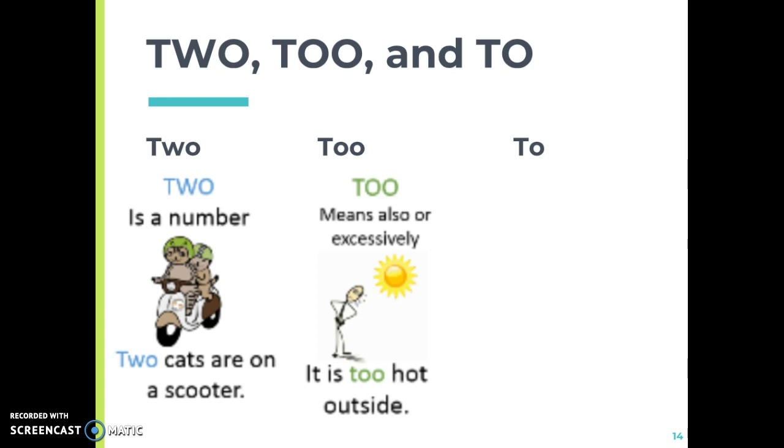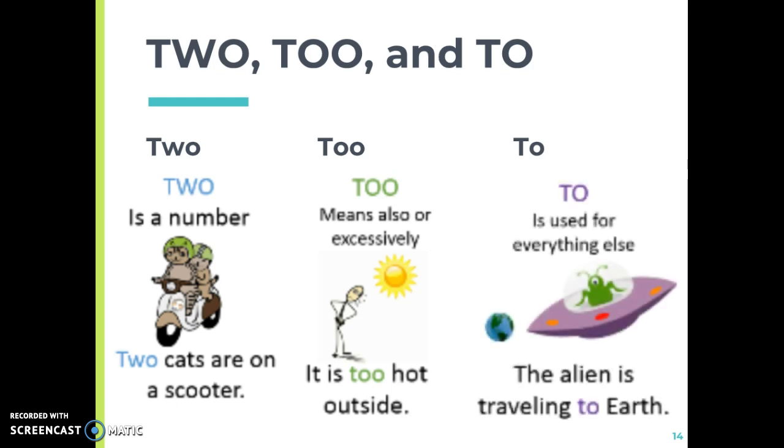The last two with only one O is for everything else, like going in a direction. The alien is traveling to Earth. You can remember that most of the time you'll use TO, and you'll only use TOO when you're trying to say also or an excessive amount.